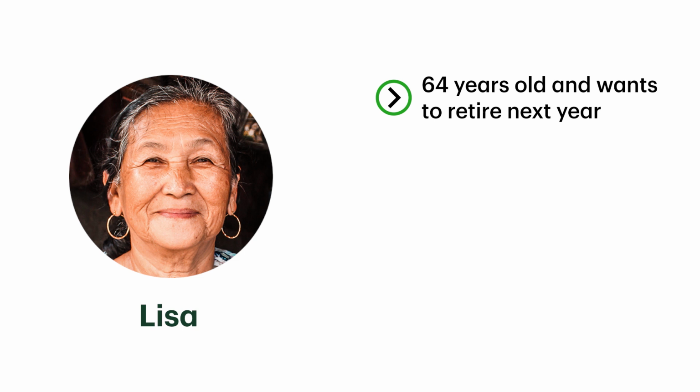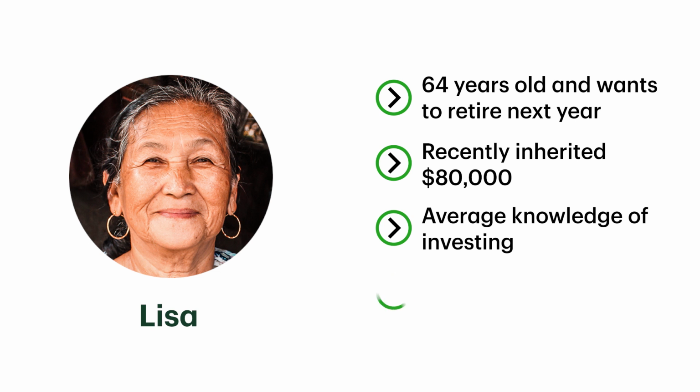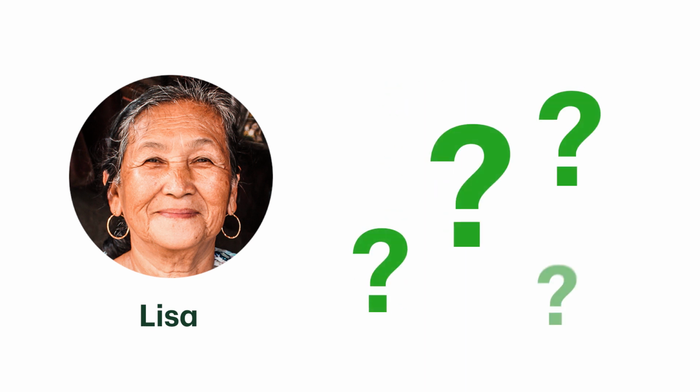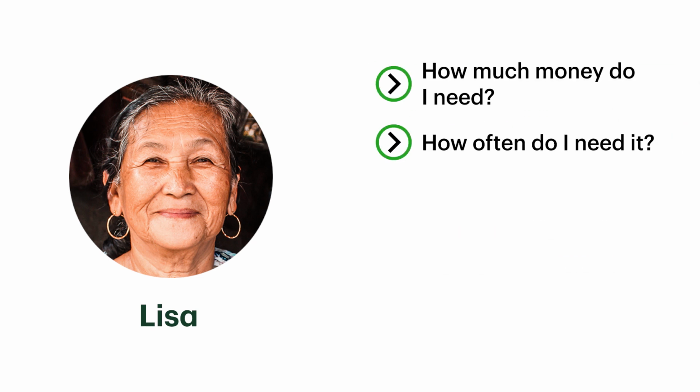Now that you know more about what income investing is and the products that are commonly associated with it, let's go through a fictional example of someone starting off as a new income investor. Meet Lisa. She is 64 and wants to retire next year. She recently inherited $80,000. She has an average knowledge of investing, and she also has $50,000 saved in her RSP. Lisa runs through these questions before she sets out to create her portfolio.